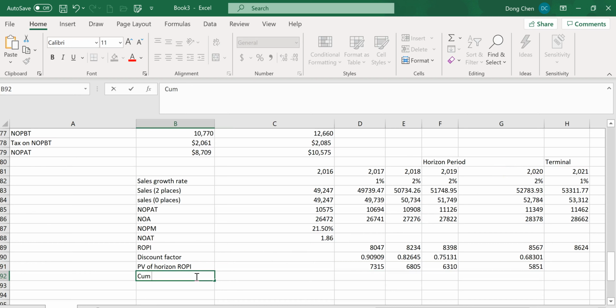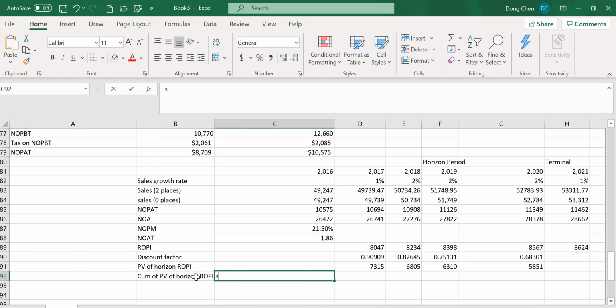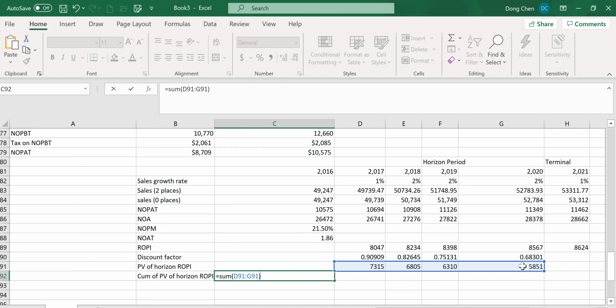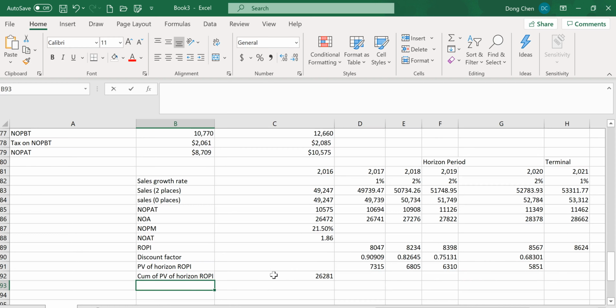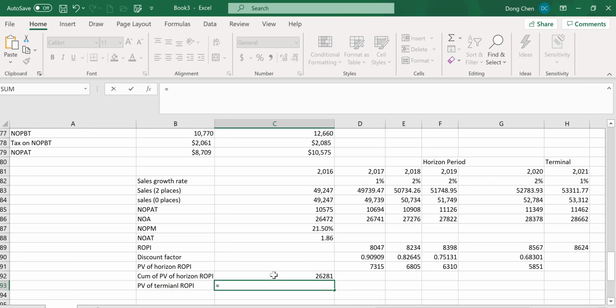And then I can calculate the cumulative present value of horizon ROPI. So this is basically equal to the sum of these 4 present values. And I also need to calculate the present value of terminal ROPI, right? So this is going to be the terminal ROPI divided by the discount rate 10% minus the growth rate in the terminal period. But so far this number is the present value in terms of the year 2020. So I still need to discount this 4 years back, right?